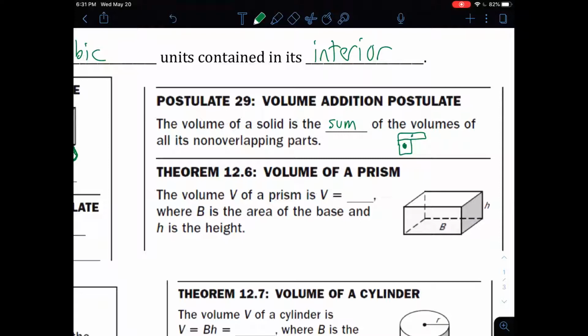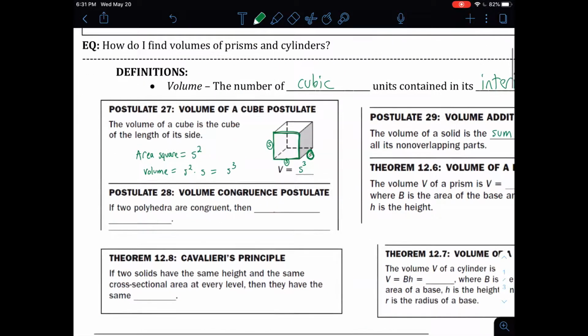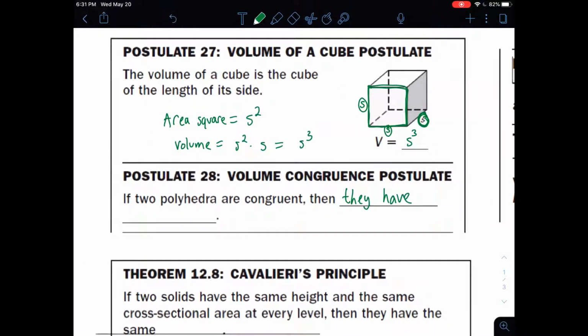Same thing with volume. You can take a three-dimensional shape that's kind of wonky and not a traditional shape that we know the area or volume for. You can find the volume of the different parts and add them up. And then the volume congruence postulate: if two polyhedra are congruent, then they have the same volume.